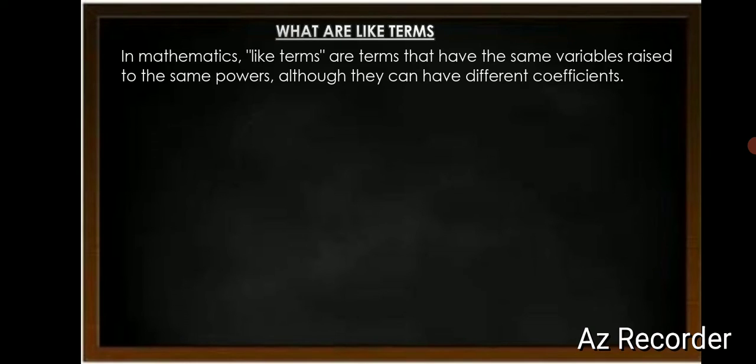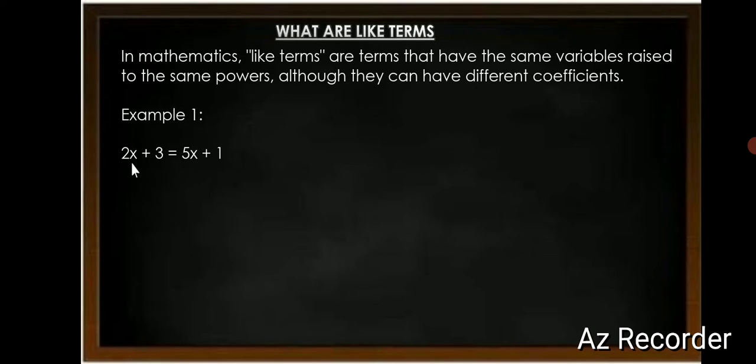So without speaking much grammar, in mathematics, like terms are terms that have the same variables raised to the same power, although they can have different coefficients. By the time we take 1 or 2 examples, you will have a very clear understanding of what this is all about. So let's look at example 1, where we have 2x plus 3 equals 5x plus 1.